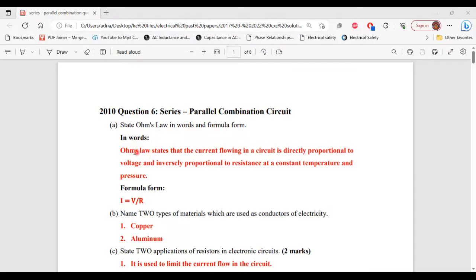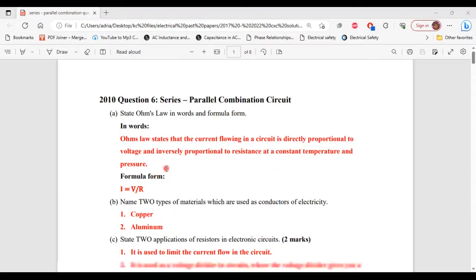In words, Ohm's law states that the current flowing in a circuit is directly proportional to voltage and inversely proportional to resistance at a constant temperature and pressure. So that's Ohm's law in words. Ohm's law in formula form, current is equal to voltage divided by resistance. All right, so that's it for part A.